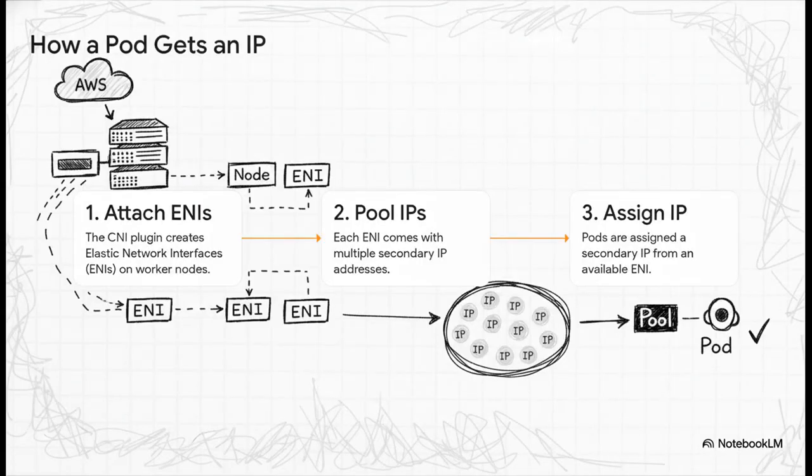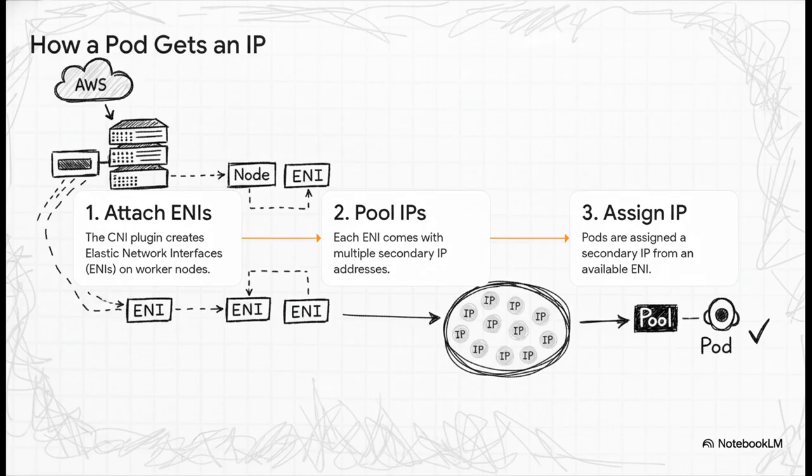It's a really elegant little dance. First, the CNI plugin attaches these virtual network cards, called ENIs, to each node. Then, each of those ENIs gets preloaded with a whole pool of secondary IP addresses. So when a new pod needs to start up, boom, it just gets assigned an available IP from that pool.